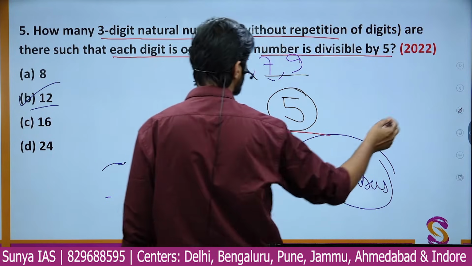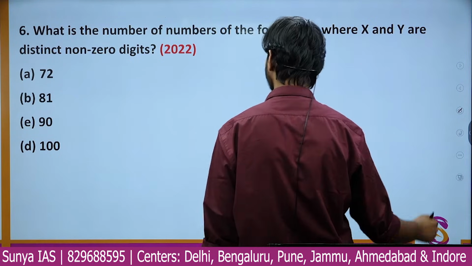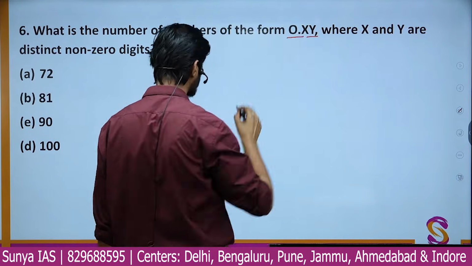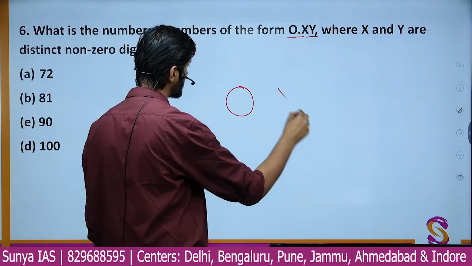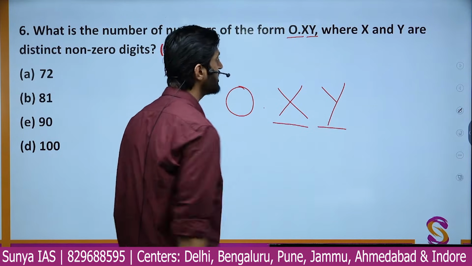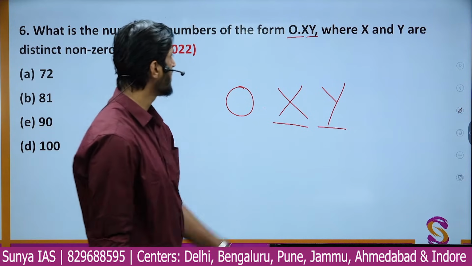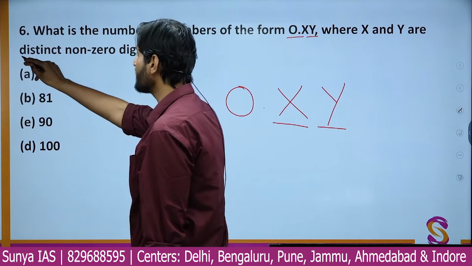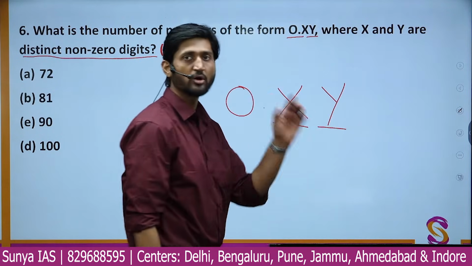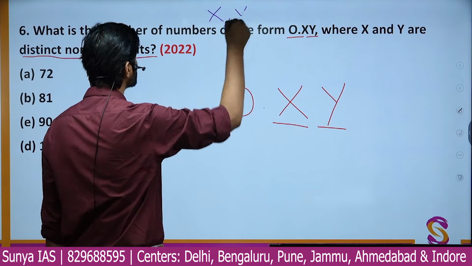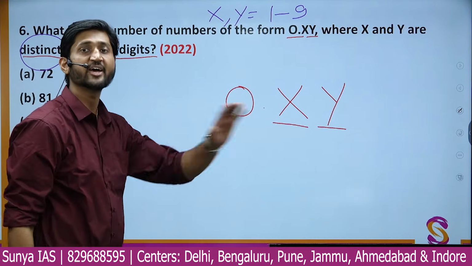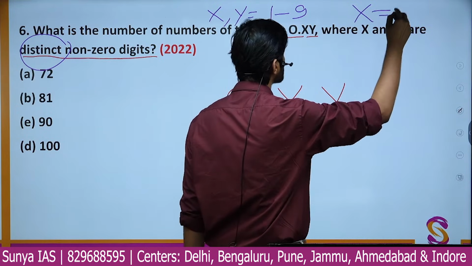All right, moving on, we have this question. What are the number of numbers of the form 0 decimal xy? So we have the form of number as 0 decimal xy. So we have a decimal number in which there is some first position and there is some second position after decimal, where x and y are, read the word carefully, distinct non-zero digits. So first of all, it is saying that x and y are non-zero digits, which means x and y are having the value from 1 to 9. Also they are distinct, which means x and y are different. X and y are not equal to each other.